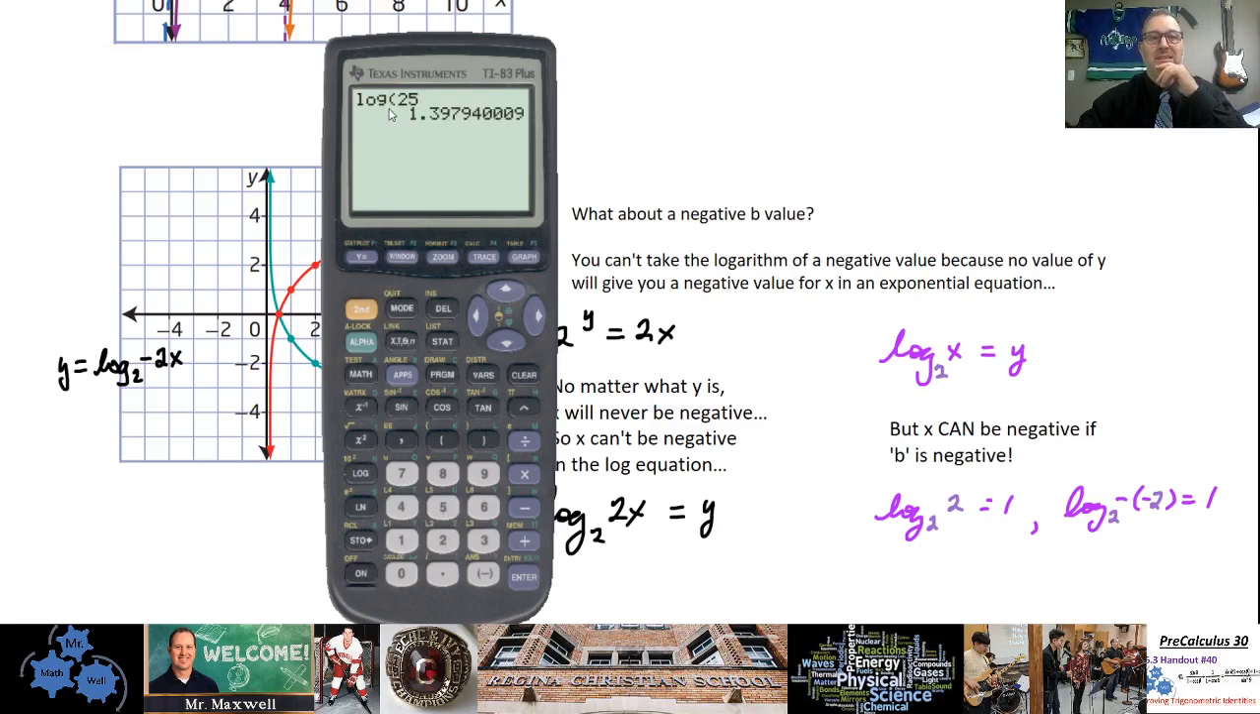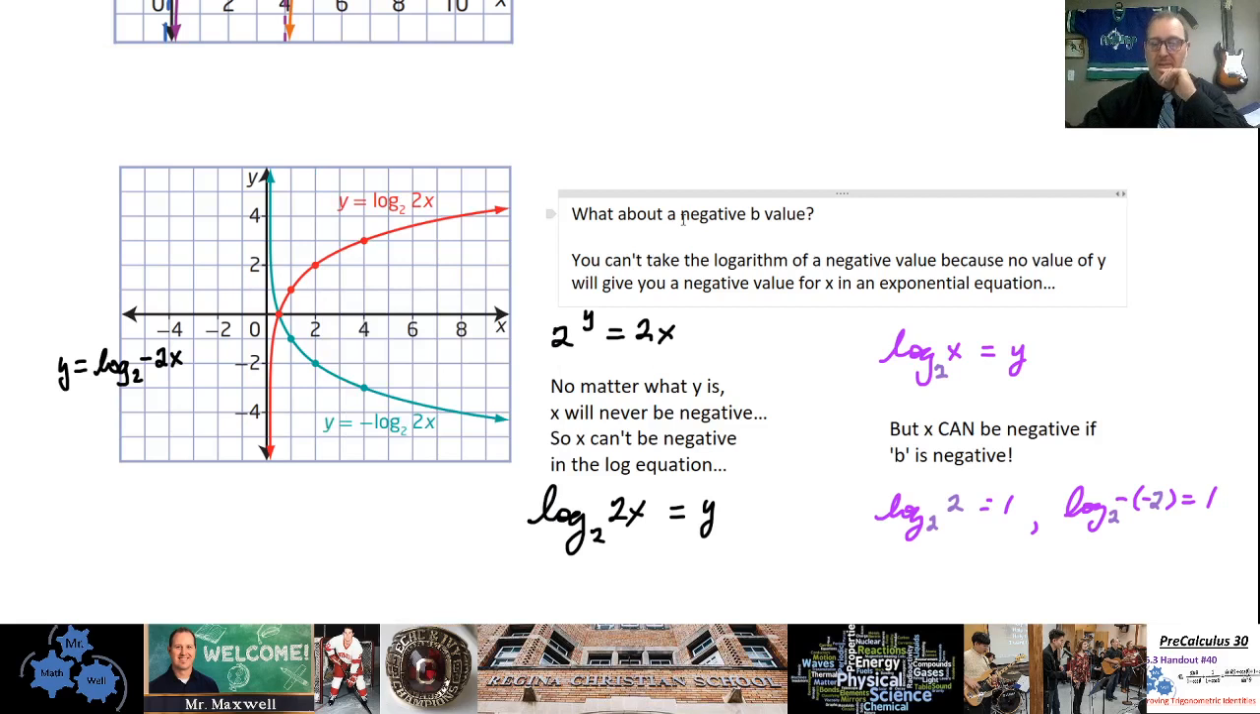That means 10 to the power of 1.3979 equals 25. So what about log of negative 25? Well, your calculator is going to say that's a non-real answer. It's a syntax error, whatever your calculator says. That's a problem. So we cannot take the logarithm of a negative number. We cannot. It does not exist.